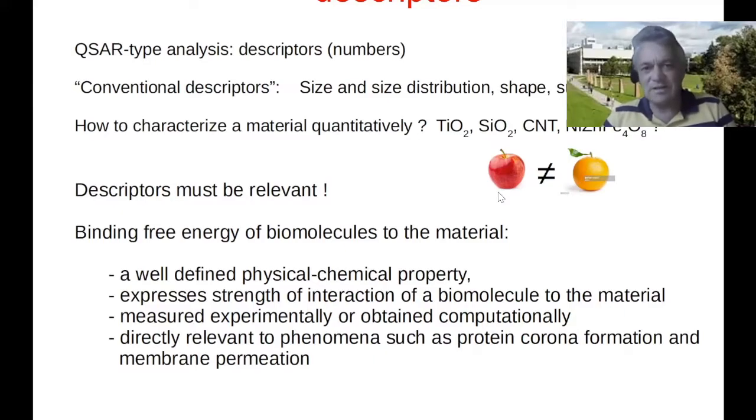So what was suggested is that the binding free energy of small biomolecules to the material can be such a predictive descriptor. Why is it so? Free energy is a well-defined physical chemical property. It expresses the strength of interaction of biomolecules with the material. This quantity can be obtained computationally, and in principle it is also measured experimentally. It is also directly relevant to phenomena such as protein corona formation around nanoparticles and membrane permeation of nanoparticles, how lipids and proteins interact with nanoparticles.